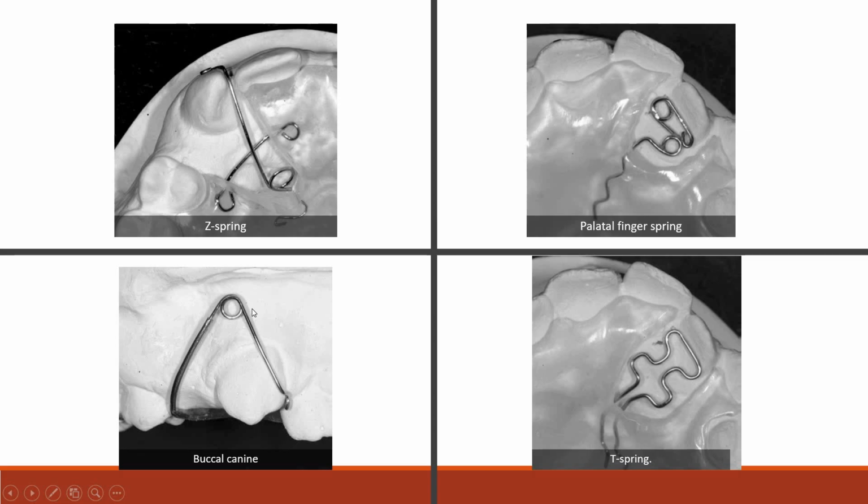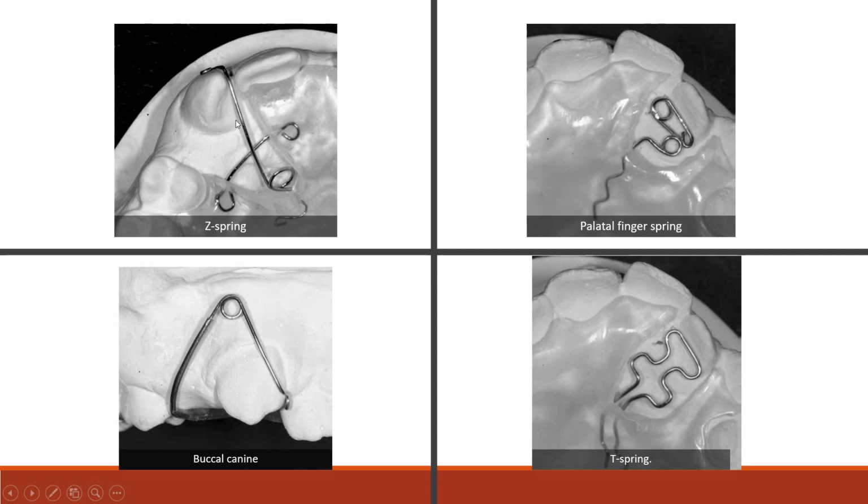Buccal canine retractors are constructed in 0.7 mm stainless steel. These springs can be used to retract buccally placed maxillary canines. However, when activated, it is mechanically difficult to apply force directly to the mesial surface of the teeth.